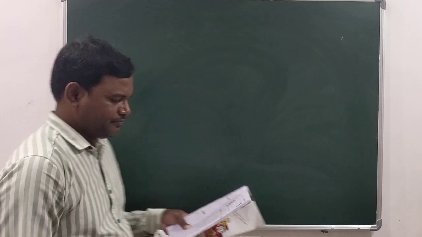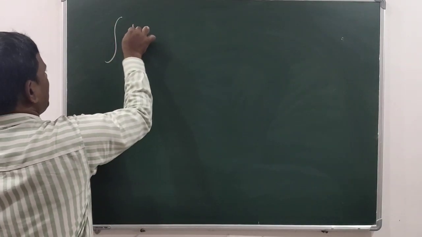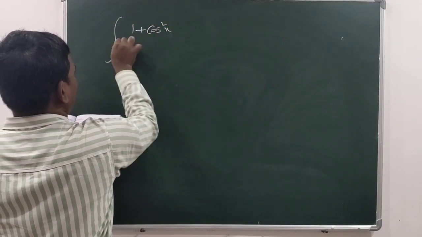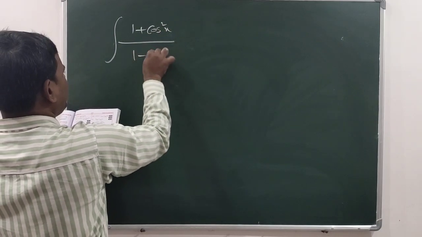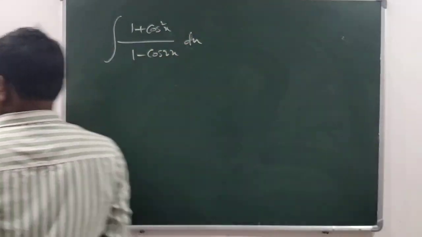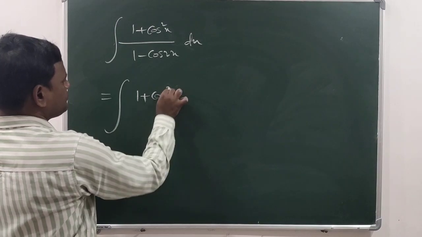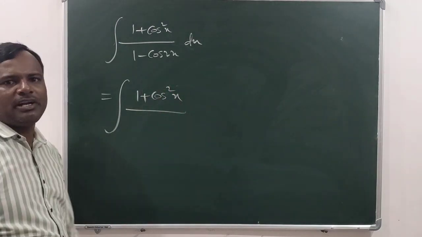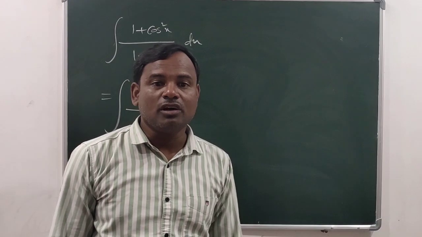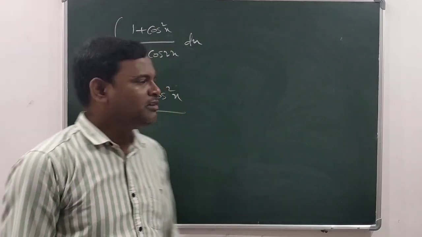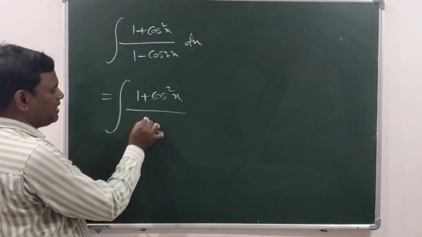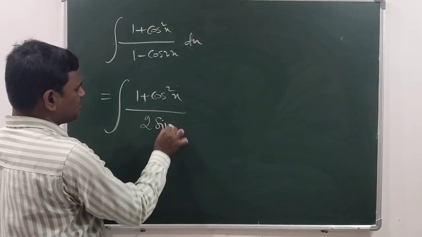Integral of (1 plus cos square x) by (1 minus cos 2x) dx. And now students, tell me, how do we find this integration? See here, integral of 1 plus cos square x by what is there in the denominator? 1 minus cos 2x. You know that multiple angle formula. So this 1 minus cos 2x can be written as 2 sin square x.